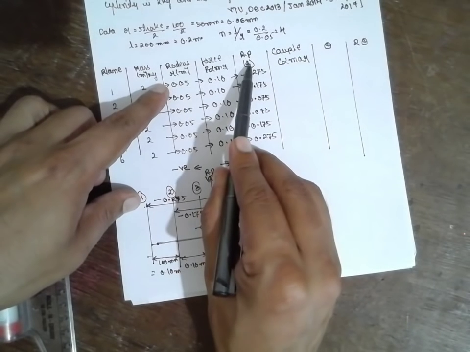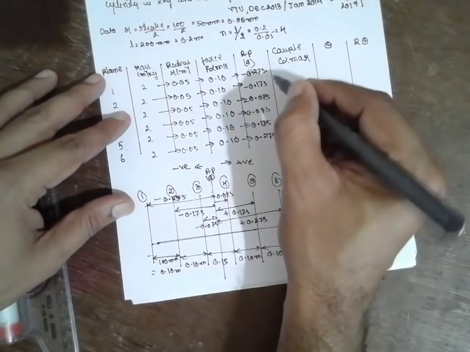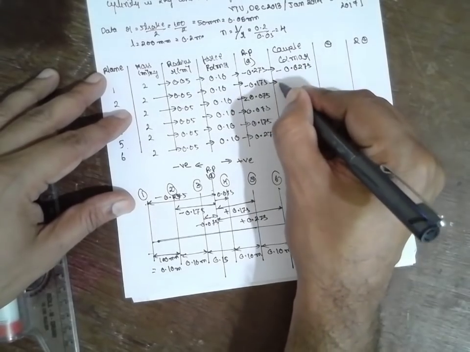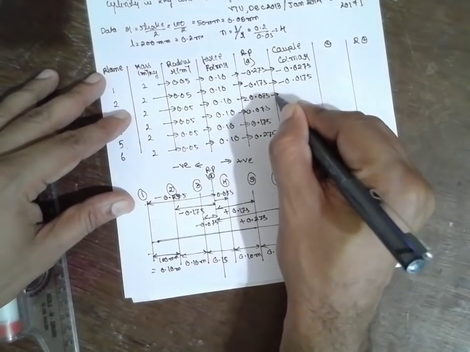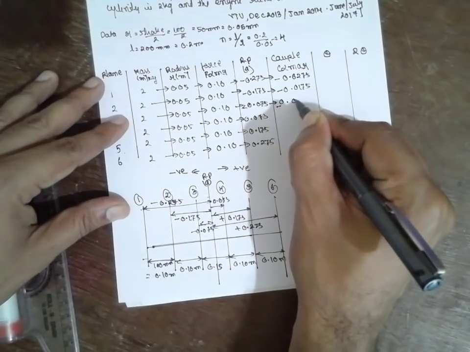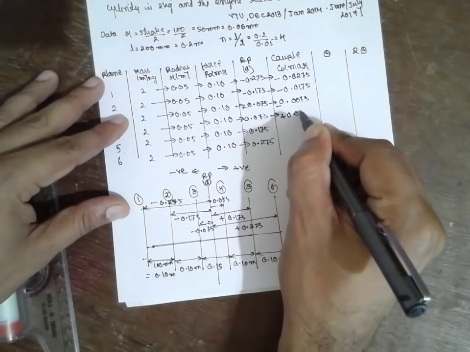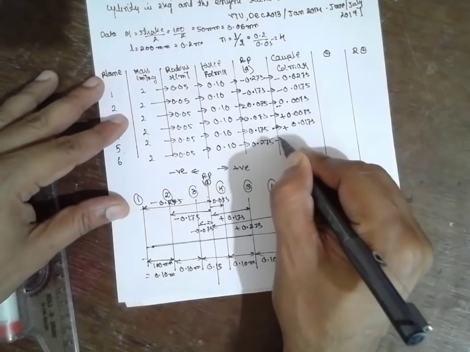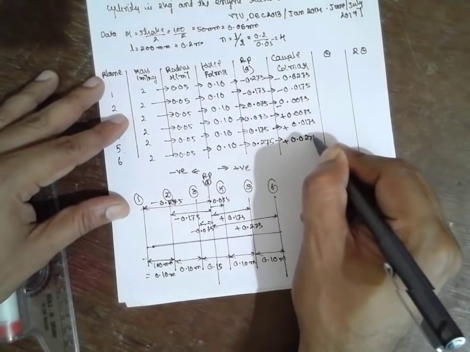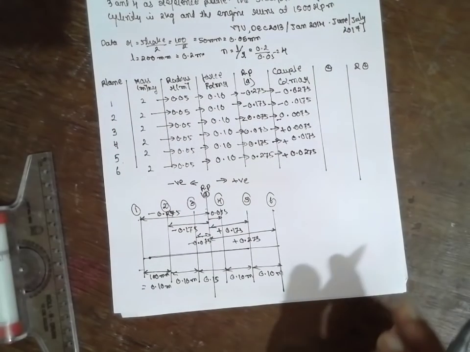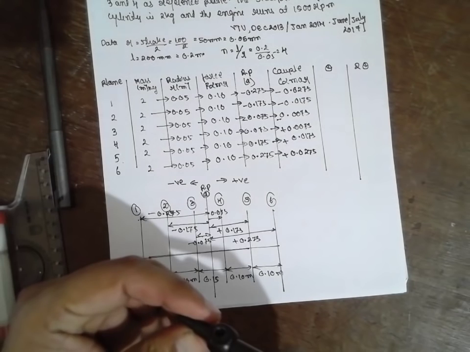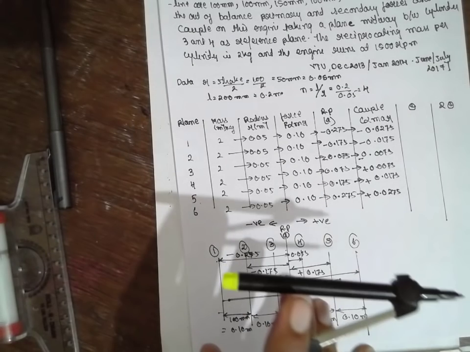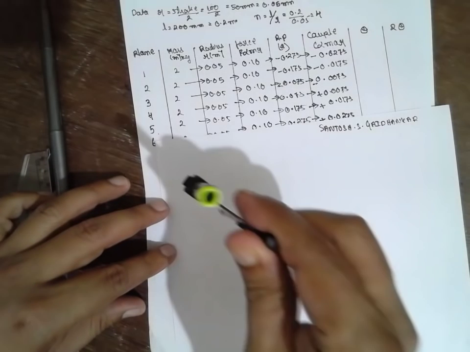Next, couple is M, R and A multiplied. This will be -0.0275, -0.0175, -0.0075, then +0.0075, +0.0175 and +0.0275. Now the angle. For representing the angle, take a circle of unknown radius. I will take another sheet. Take a circle of unknown radius.